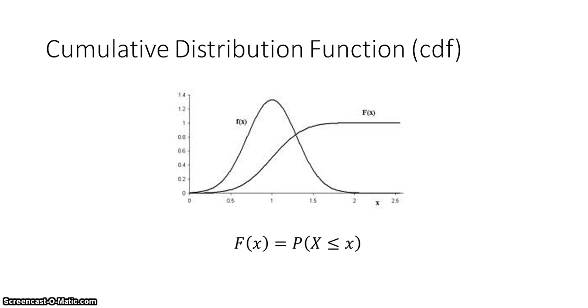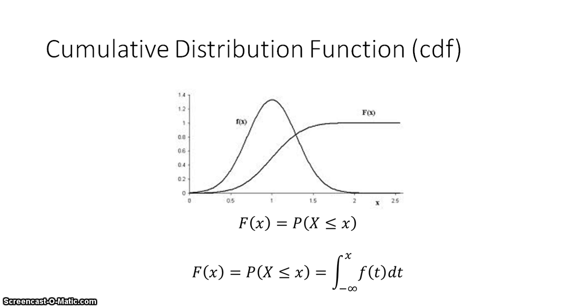Just as with the discrete case, in continuous random variables, we have the idea of a cumulative distribution function, CDF. We still use the notation capital F of x, and it's the probability that x takes on a value less than or equal to a specific number, little x. The way we're going to find it is by integrating from negative infinity up to the value x the probability density function, little f of t dt.